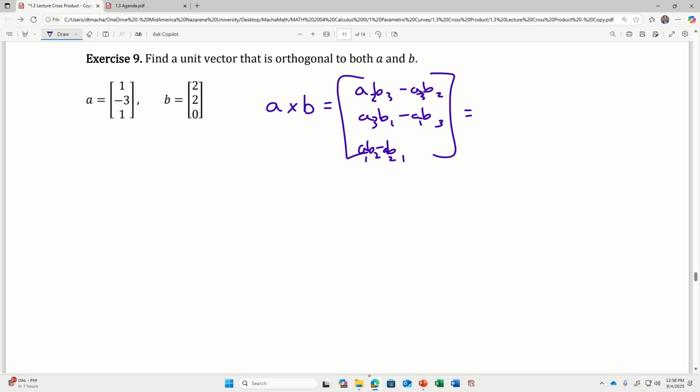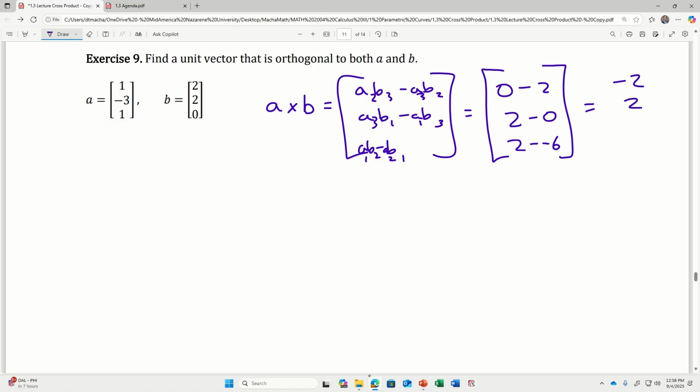A2 times B3 is 0. A3 times B2 is 2. A3 times B1 is 2. A1 times B3 is 0. A1 times B2 is 2, and A2 times B1 is negative 6. Please correct me if I make any little mistakes. I like to make a lot of mistakes when I do math problems, so please find those as soon as you can and let me know what I did wrong here.